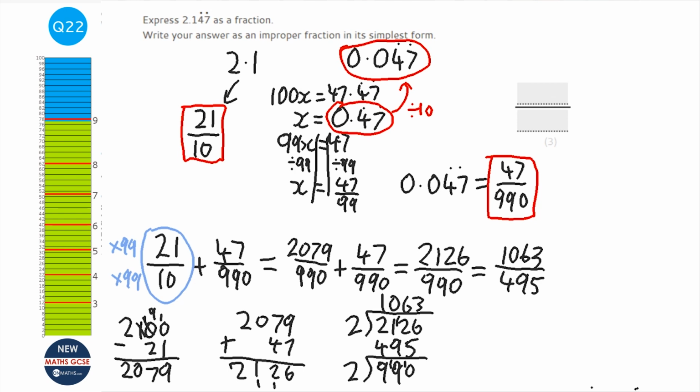Now, I don't think I can cancel that anymore. You could probably spend hours and hours trying to cancel that. I assume that I can't cancel it anymore. I think with maths, sometimes you just look at it and go, not quite sure I can do any more with that. The top one doesn't end in a 0 or a 5, and it's not even. So chances are I can't cancel it anymore. There we go.